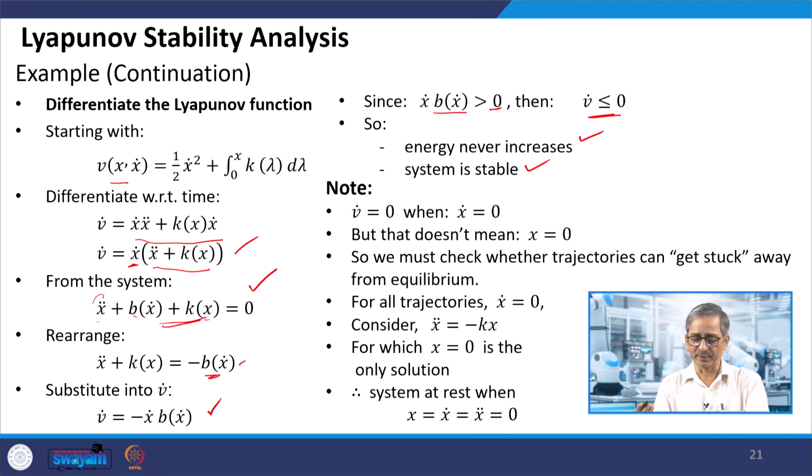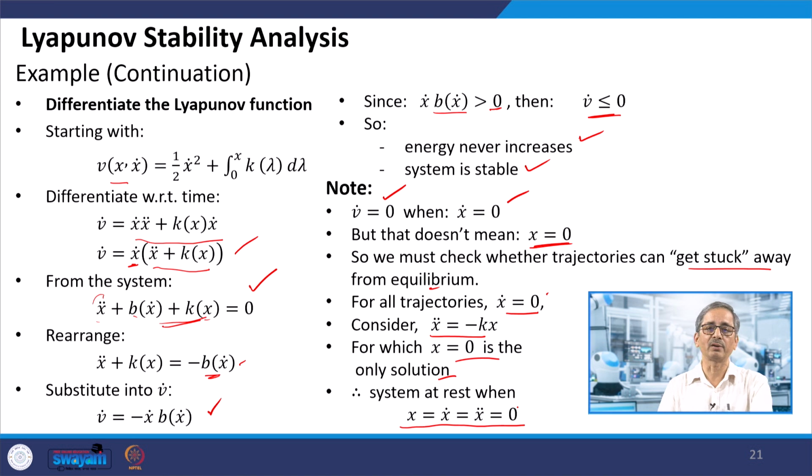Here are some of the observations. So if this v dot is 0, then your x dot is 0. But it doesn't mean your x is also going to be 0. So, we must check whether trajectories can get stuck away from the equilibrium condition. For all trajectories, that is for x dot equal to 0, if you take this equation, x equal to 0 is the only solution. That means that the system is at rest when you have all these terms being equal to 0.